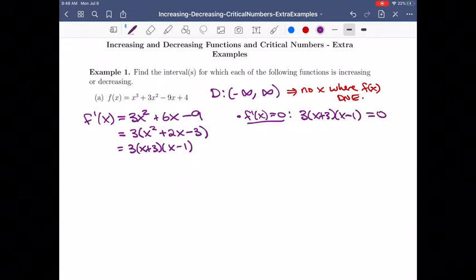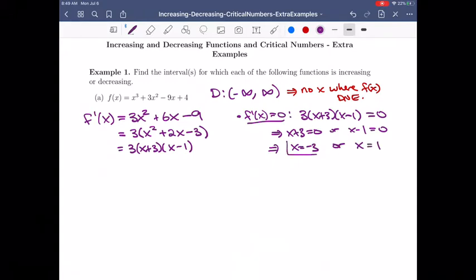So this is going to happen when one of these factors is 0. So 3 can never be 0, but I have 3 things multiplied together here. When you have things multiplied equaling 0, it means one of them has to be 0. Okay, this one can't be 0 because it's 3. So it means one of these two factors has to be 0. So that means that x plus 3 is 0 or x minus 1 is 0. So we get x equals negative 3 or x equals positive 1. Okay, so these are critical numbers for our function.